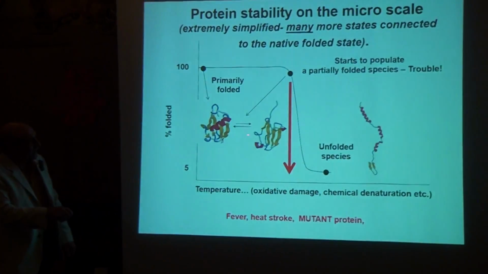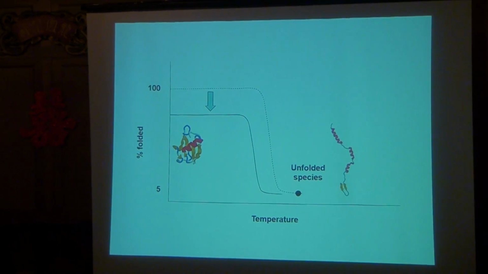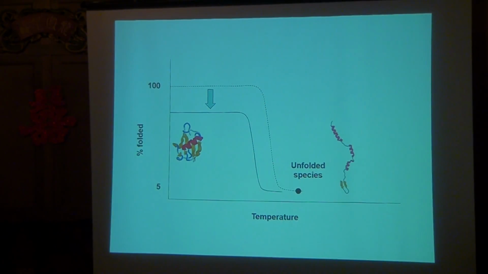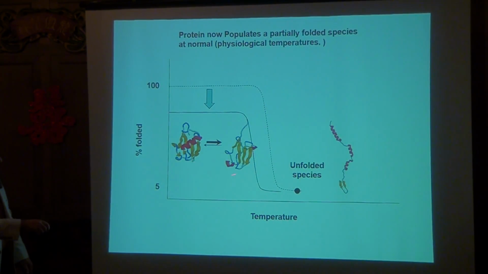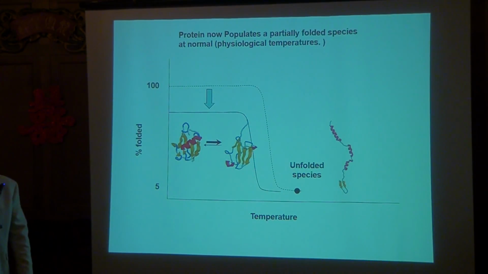So the problem you run into, of course, is that if this starts to accumulate, this is the source of aggregation. And if you have a mutant protein, no longer do you have 100% folded. Maybe you've got 75% folded. But then it gives you a larger population of this unfolded protein. So in a mutant protein, if you have a mutation, you're spending a lot more time in this misfolded state.